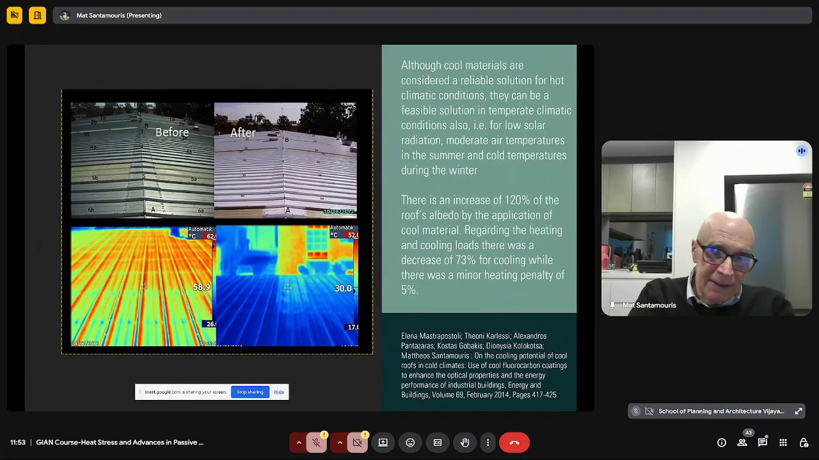And you may ask me, yes, okay, you have much better cooling performance, but what is happening during the winter period? Have you increased the heating needs? Yes, we have increased the heating needs by 5%.